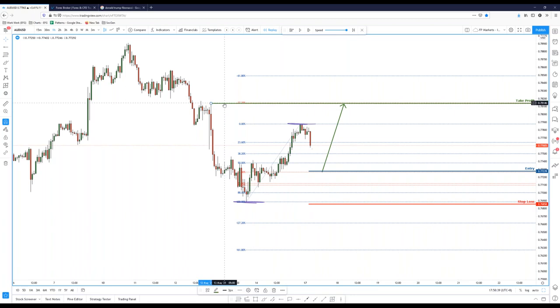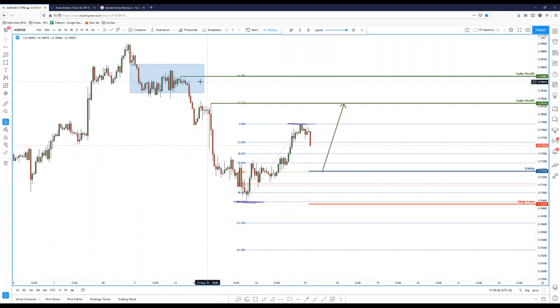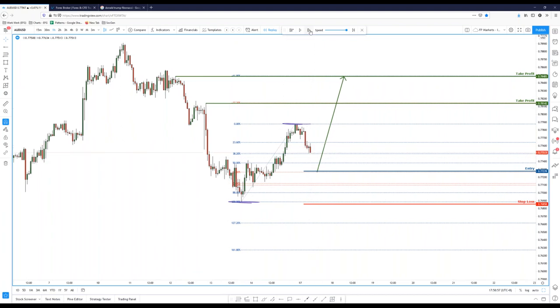My second take profit is always at the 61.8, which is also in line with this market consolidation area over here. So very nice take profit levels, 1 and 2. And this is how I would lay out my trade. So let's see how price moves. Price goes down.